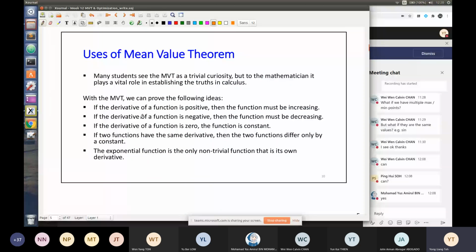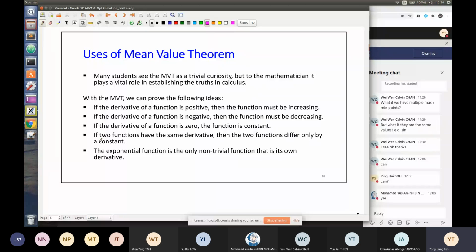As I've discussed just now, we can use the mean value theorem to prove the increasing or decreasing characteristic of a function. If f prime is positive, then the function must be increasing. If f prime is negative, the function must be decreasing. If the derivative is 0, then the function is constant, because f(b) minus f(a) is in fact 0 in that case. If two functions have the same derivative, then they differ only by a constant.